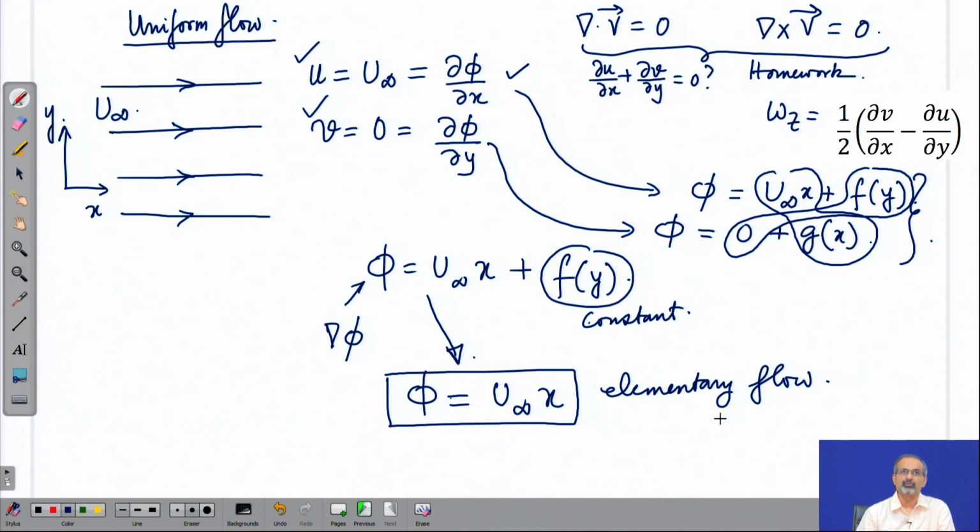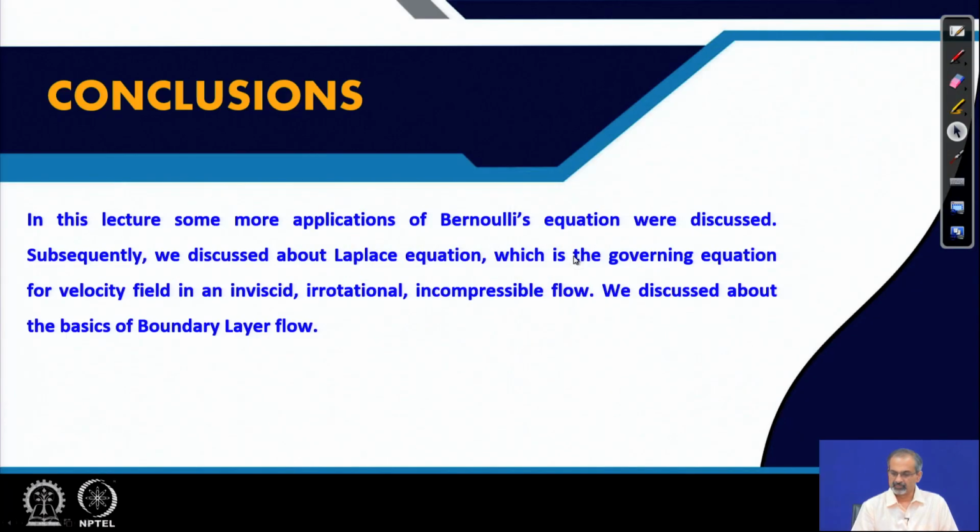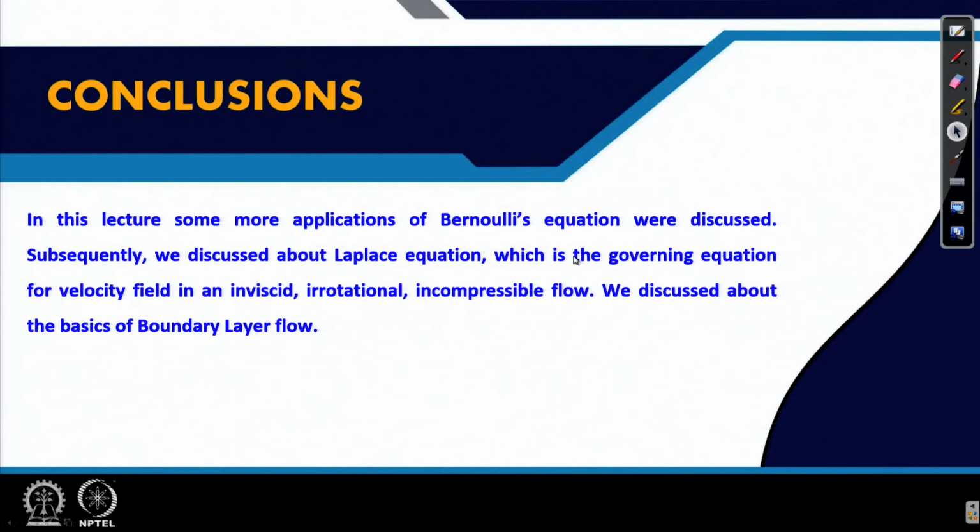In a similar manner, you can derive other elementary flows and superpose them and model complex irrotational incompressible flow fields with the approach that we discussed. Since we are running out of time, we will postpone the discussion on boundary layer to the next lecture. So, in this lecture, we looked at some more applications of Bernoulli's equation, and subsequently we discussed Laplace equation, which is the governing equation for the velocity field in an inviscid irrotational incompressible flow. We would discuss the boundary layer flows in a later lecture. Thank you.